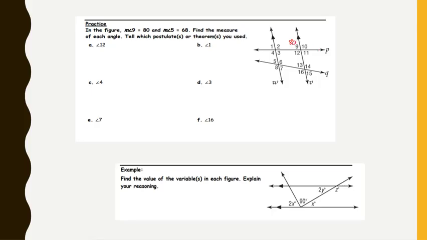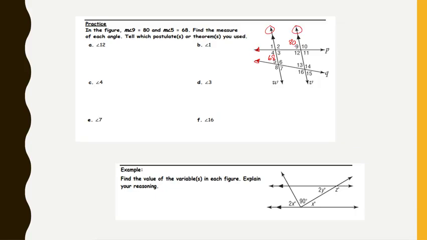Okay, angle 5 is going to be what, 68? Okay, and find the measure of each angle. All right, okay, now notice these two lines right here are not parallel. It's these two lines that are parallel.